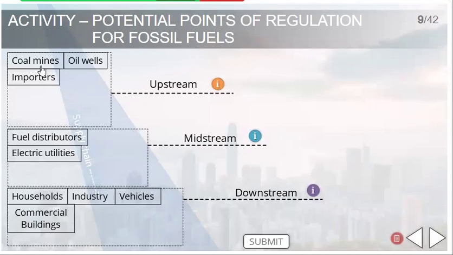Upstream we have coal mines, oil wells, importers. Midstream we have fuel distributors, electric utilities. Downstream we have households, industry, vehicles, and commercial buildings.